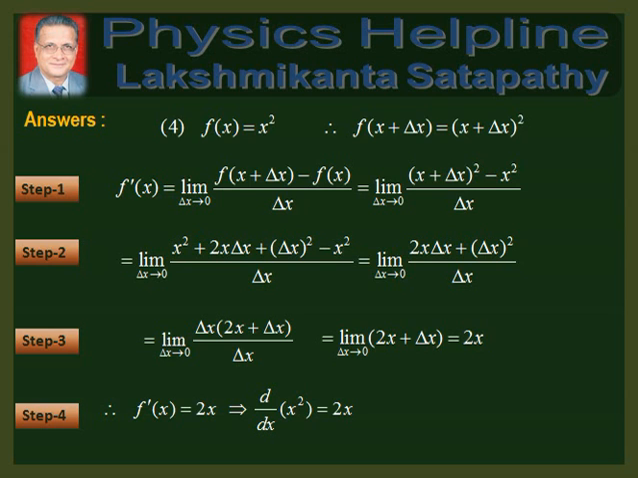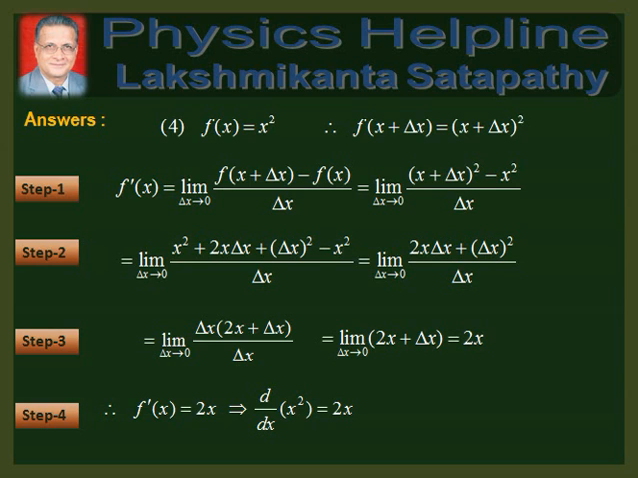In question 4, we have f(x) is equal to x square. Therefore, f of x plus delta x is equal to x plus delta x whole square. Therefore, in the first step, the derivative of this function is defined as f dash x is equal to limit delta x tends to 0 x plus delta x whole square minus x square divided by delta x.